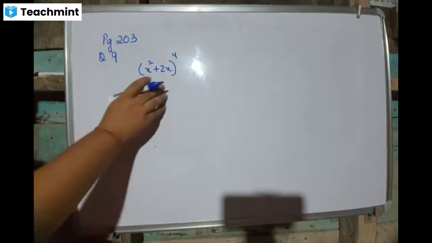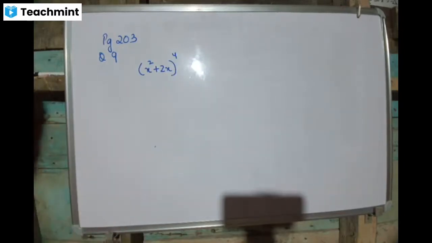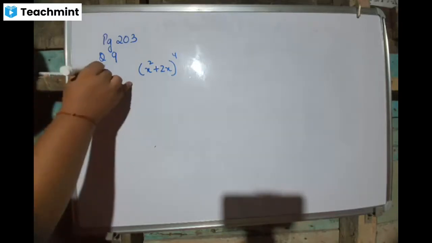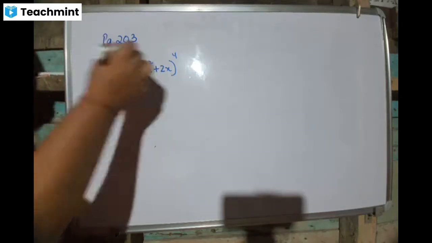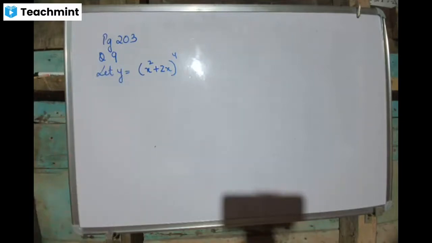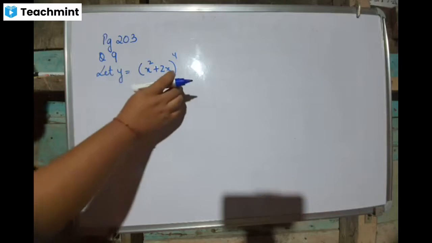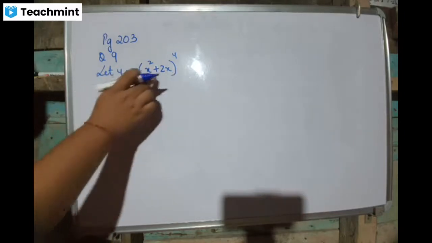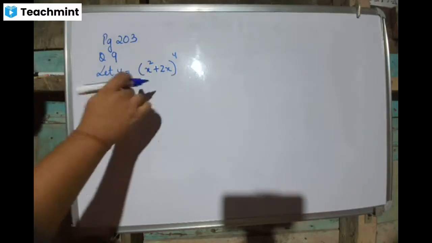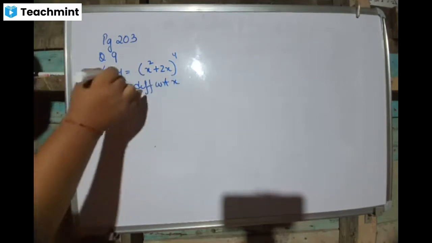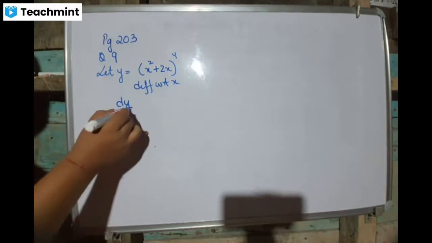This is the question. So the first thing that you need to understand is the nature of the question. It has to be an explicit equation. So we take it as let y equal to (x square plus 2x) to the power 4. Now it has become an explicit function. That means y is being expressed in terms of x. So y is your dependent variable and x is your independent variable. So we differentiate with respect to x. Derivative of y, everyone knows, is dy by dx.